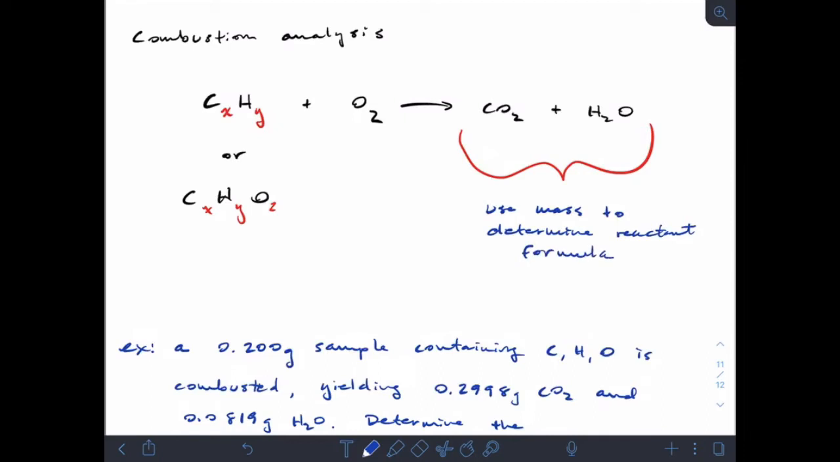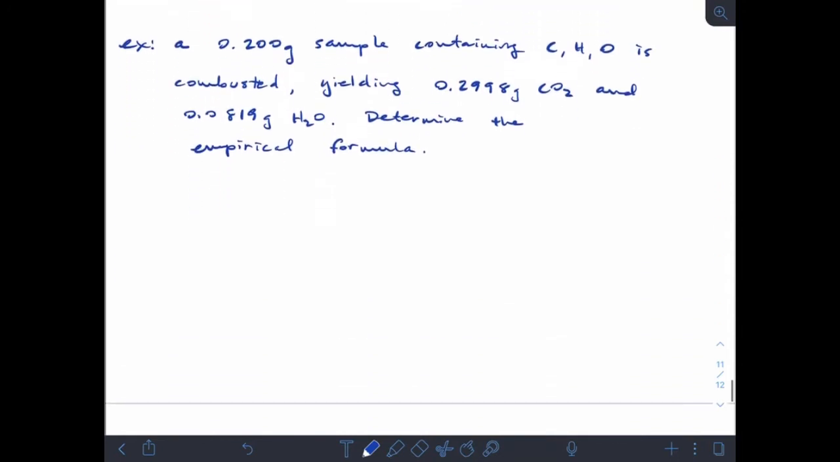Okay, so we have all this information about the CO2 and H2O, and we know that in our reactants, all we have are carbon, hydrogen, and oxygen. Great. So we can use that information to get the formula of our hydrocarbon. So we have an example problem. A 0.2 gram sample containing just carbon, hydrogen, and oxygen is combusted, yielding 0.2998 grams of carbon dioxide and 0.0819 grams of H2O. Determine the empirical formula.